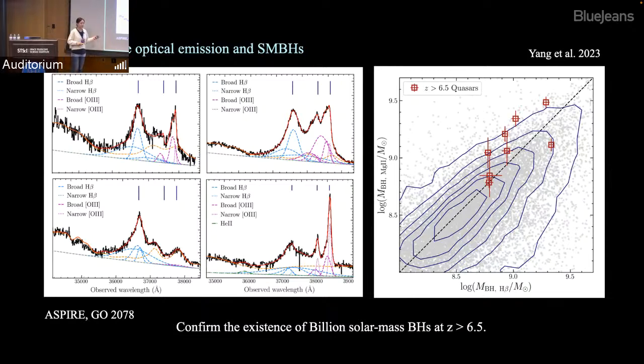Based on this observation of the rest-frame optical spectrum, we can first measure the H-beta black hole mass, as I mentioned before. Now we can also compare the H-beta black hole mass with the magnesium II black hole mass that we have already obtained. Here are the results. The conclusion is they're generally consistent, which means these H-beta observations can confirm the existence of billion solar mass black holes at redshift above 6.5. I also want to mention there's a small trend of slightly smaller black hole mass from H-beta, but we are waiting for a larger sample for statistics.